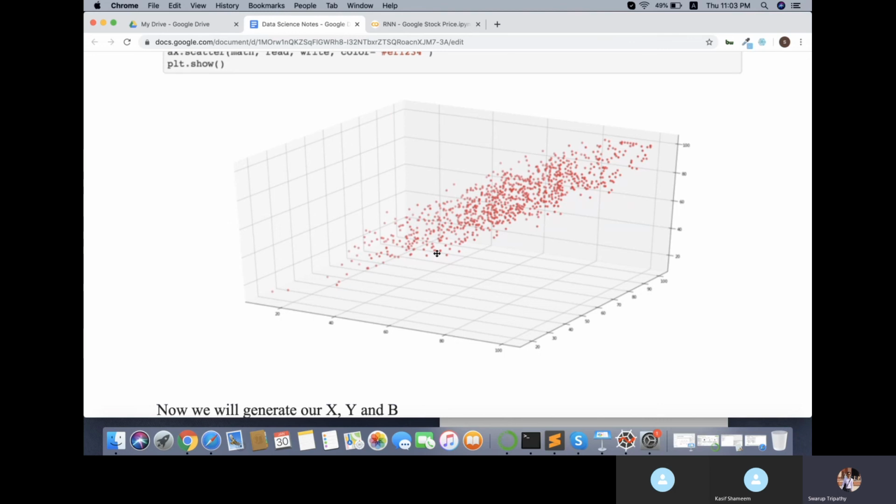But if it is not multivariate normal, that means your data will be skewed. Math might be highly skewed, or suppose read is highly skewed. Skew means you have data on one area, either more on the positive side or more on the negative side. If that kind of data is there, then this will not be that linear. It will look like a fully scattered plot, with data all over the place. You will not see this kind of linear relationship between math, read and write.